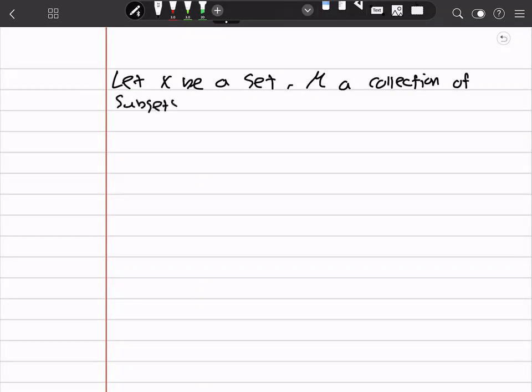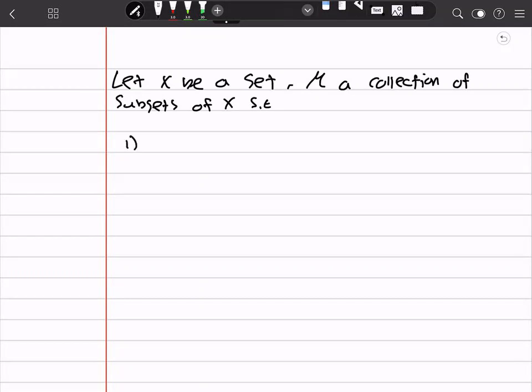Okay, so now that we have defined a sigma algebra, we will define a measure on our sigma algebra. If we recall, we said let X be a set, M a collection of subsets of X such that M had to satisfy a few properties.